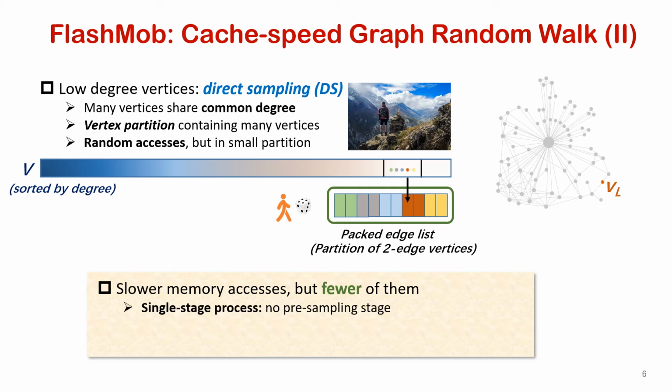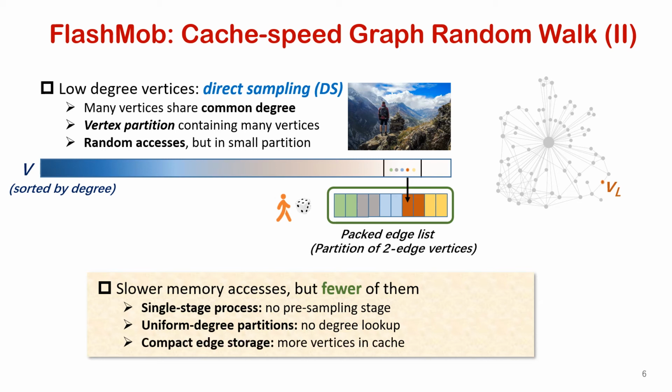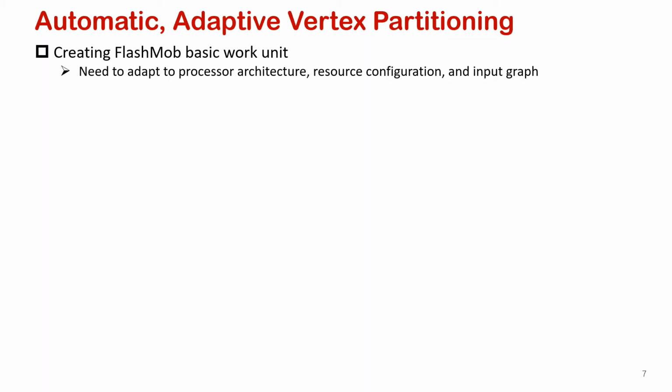First, there is no pre-sampling stage. Then, with uniform degree partitions, we get rid of the degree lookup forced by the common CSR data structure and index to any edge list with simple arithmetic, which reduces memory accesses by half. Finally, we fit more vertices in a partition, containing all random accesses within a certain cache level if the partition is small enough. The hard problem is where we should switch between these two sampling strategies and how we should cut the spectrum into partitions, which form the basic work unit for FlashMob.